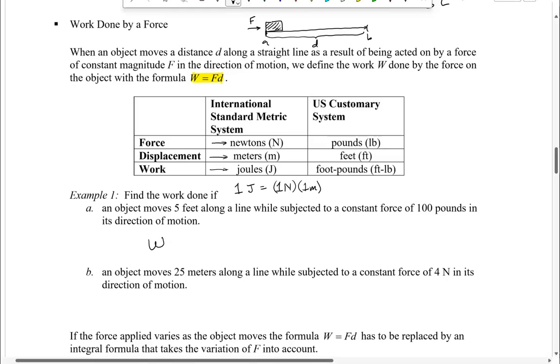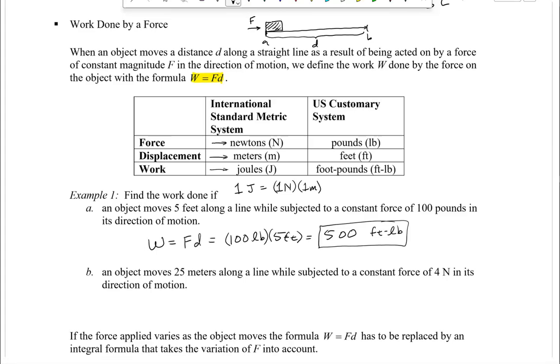So the work done, because we're dealing with a constant force F and it's in the direction of motion d, we're simply going to multiply our 100 pounds of force times our 5 feet and end up with 500 foot-pounds. Pretty straightforward, just getting used to the basics here.